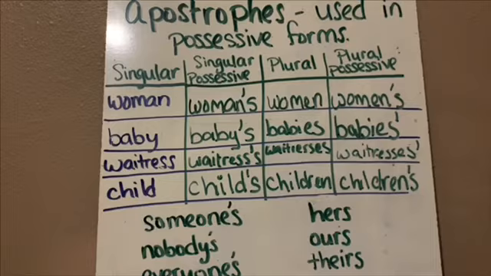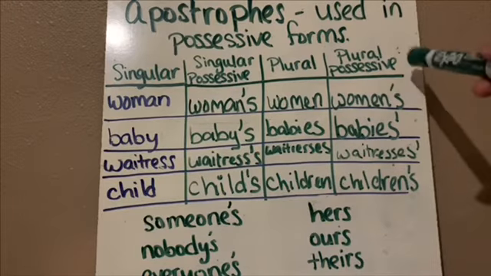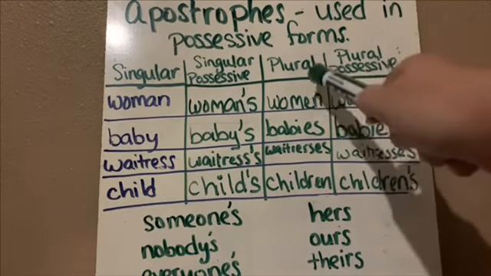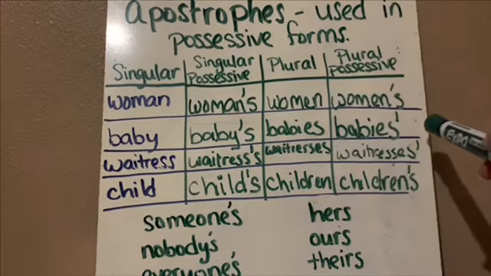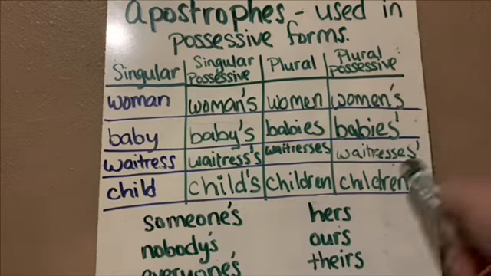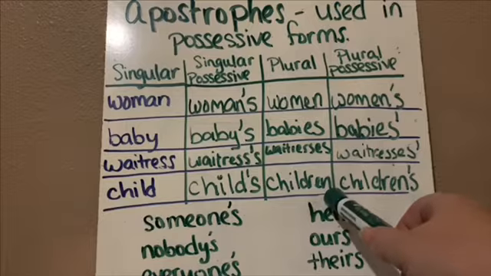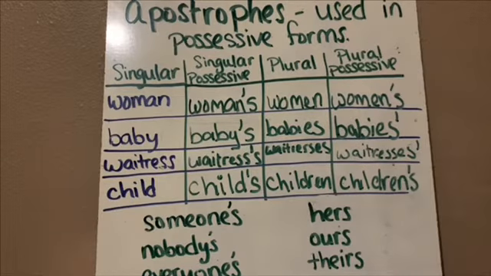Okay, so that is our first rule for apostrophes, that apostrophes can be used to make possessive forms like we have looked at. And we know that if the plural form ends with an S, then our apostrophe goes after. If it ends with any other letter, then we put apostrophe S.